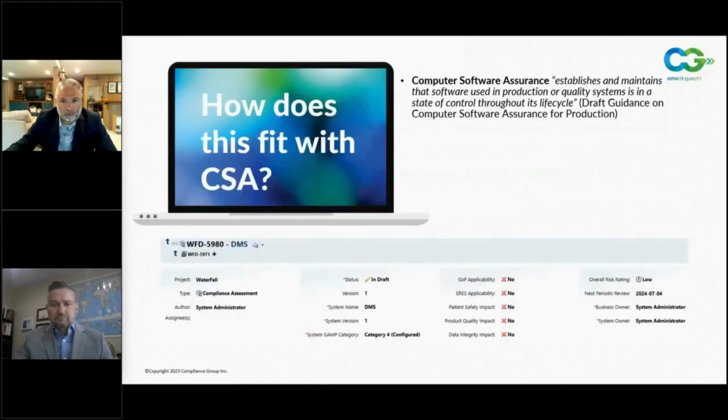So how does this fit with CSA? And Stephen, if you wouldn't mind, give a little bit of a background on CSA just for people who may not be as familiar with the term. Yeah, and this isn't a CSA webinar, so we're going to go through this quickly. First of all, trust your vendors. Verify through a technology vendor audit or some type of ISO certifications that they have.